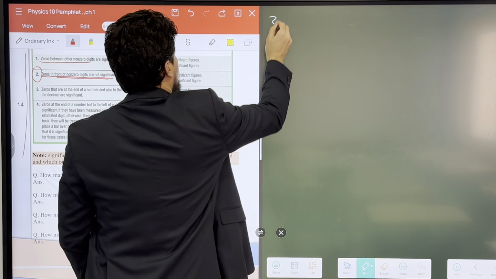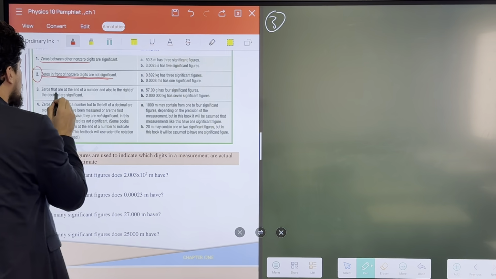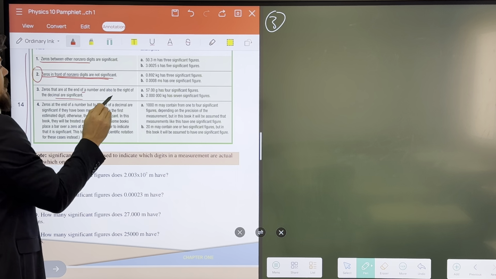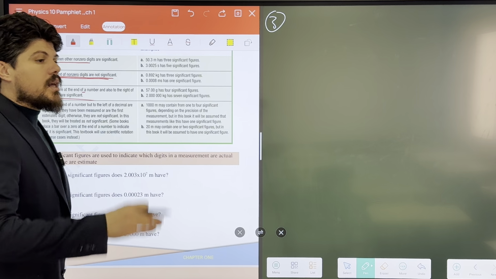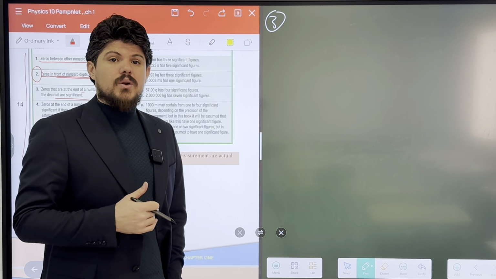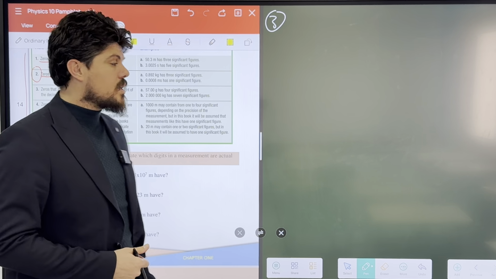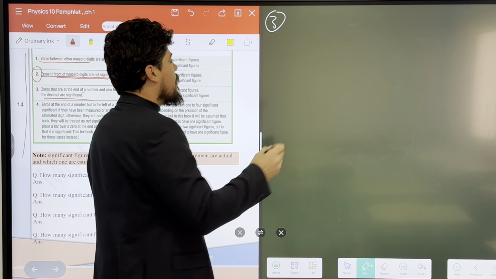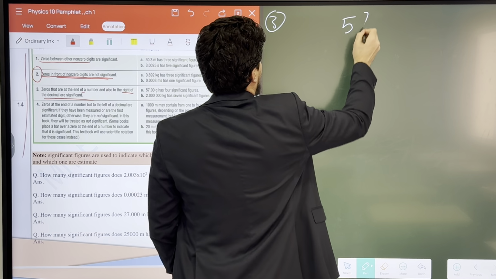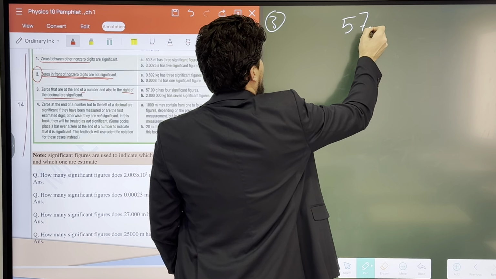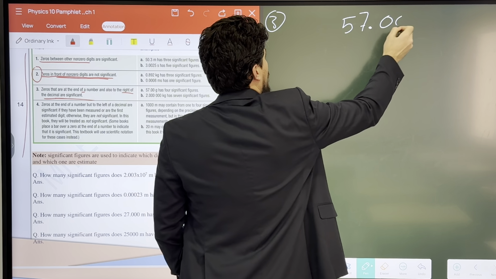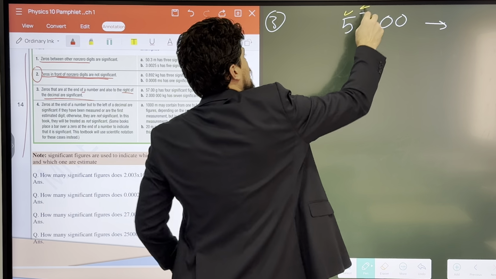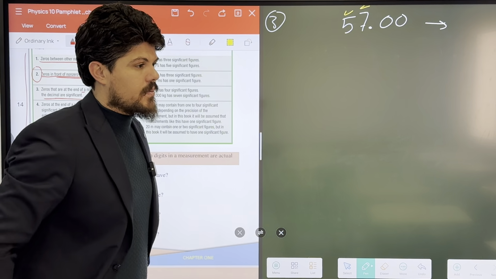The third rule: zeros that are at the end of the number and also to the right of the decimal are significant figures. The zeros located at the end of the number, to the right of the decimal, are significant figures. What do I mean by this? For example, 57.00. Guys, how many non-zero digits do we have? 2. These 2 numbers are significant.